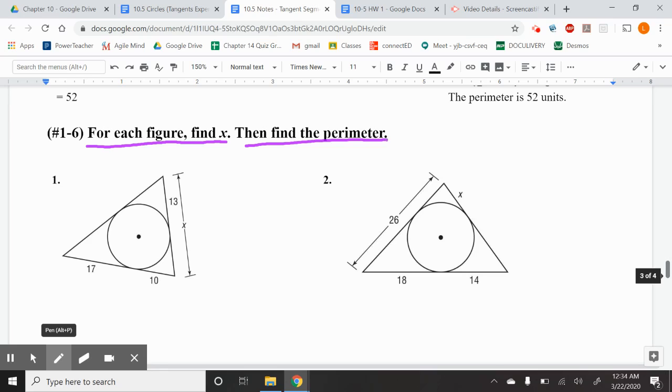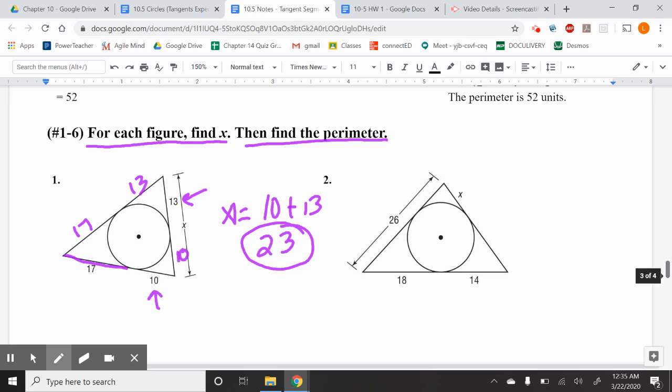If I take a look at this shape that's circumscribing about the circle, it's a triangle. Let's look at the pairs of tangents. Here we have 17, which means this piece is 17. Here we have 13, which means this is 13. And there's a 10, which means this is 10. So x is equal to 10 plus 13, or 23.